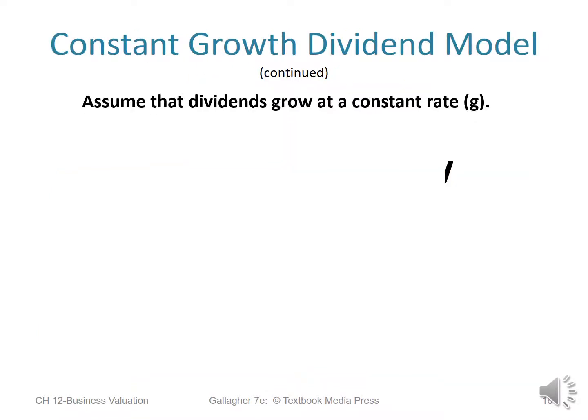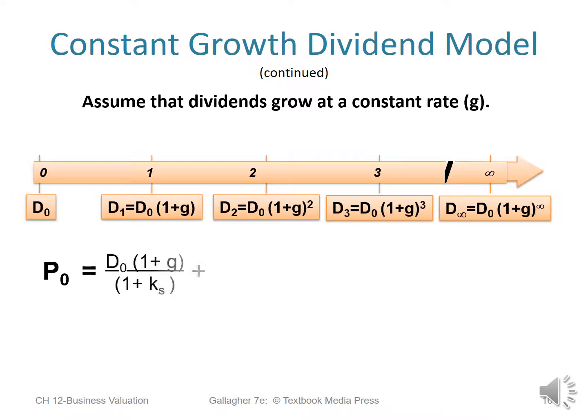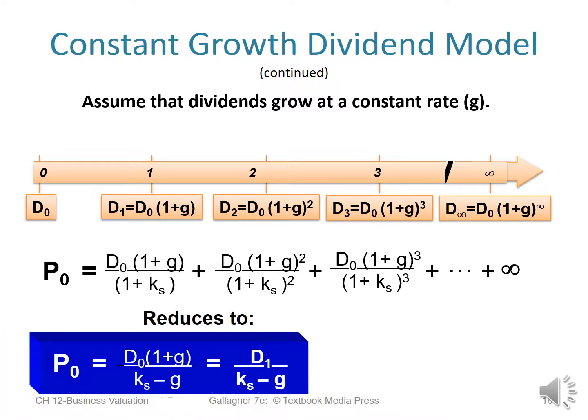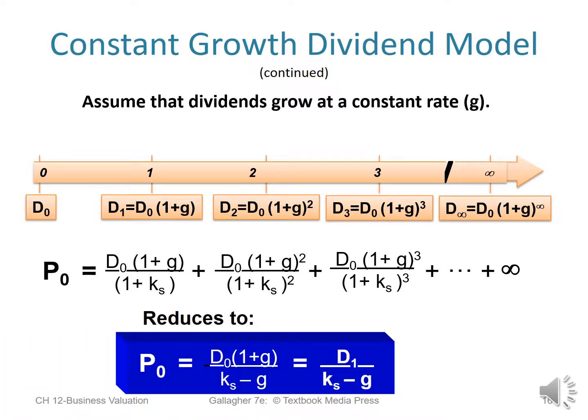Assume the dividends grow at a constant rate of G%. So we can have the reduced form, which is the dividend at the end of the first year divided by the required rate of return minus that G%. This requires that K is greater than G.